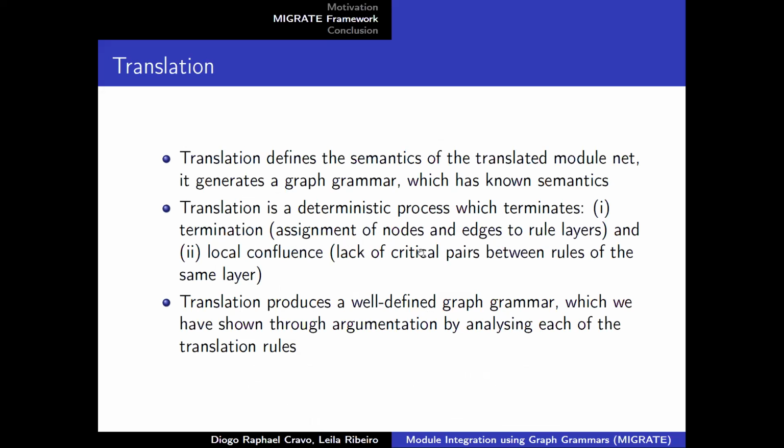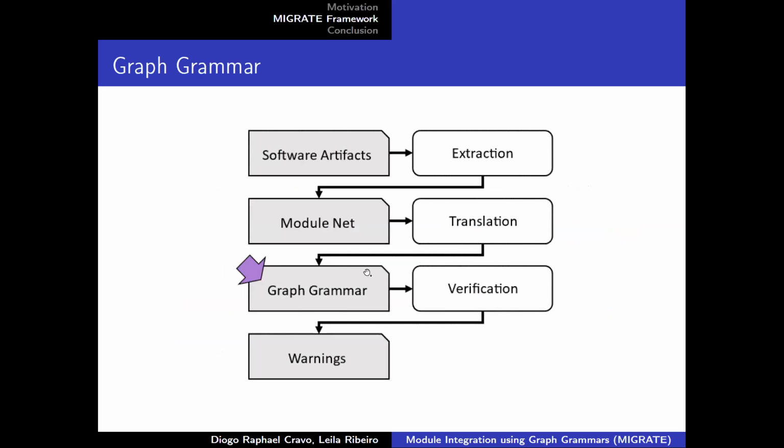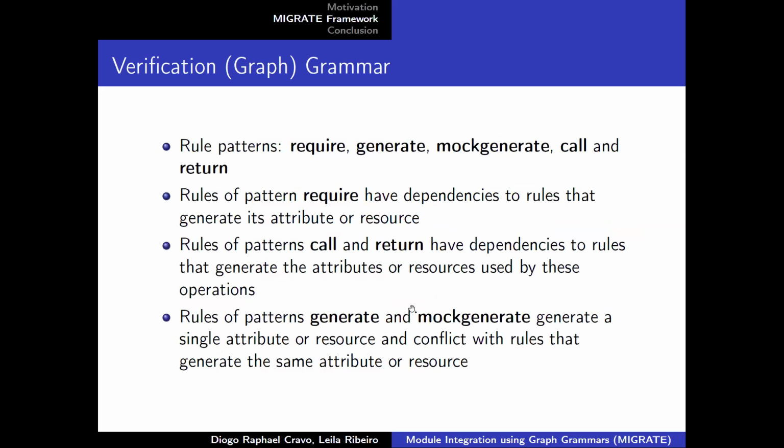So this part we were able to prove. But this part here, that the translation produces a well-defined grammar, we only argue that this is true. We were not able to prove this yet. So the verification grammar contains, as I said, some very specific patterns. Each rule fits one of 5 patterns.